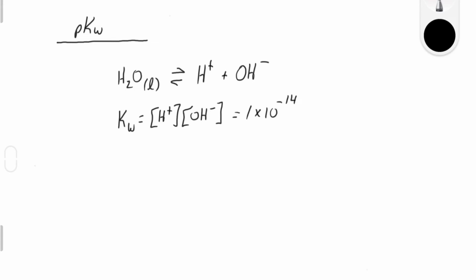And in any aqueous solution, whether it's acidic, basic, or neutral, water exists, and water will exist in this equilibrium. So it means that no matter how much acid or how much base you have in the system, water's equilibrium expression will be true. So if you have an acidic system, you'll have lots of H+ ions, and you'll have very few OH- ions, but their product will still equal 1 times 10 to the minus 14. And this means that in any solution, you can use the H+ ion concentration to calculate the OH- concentration and vice versa.